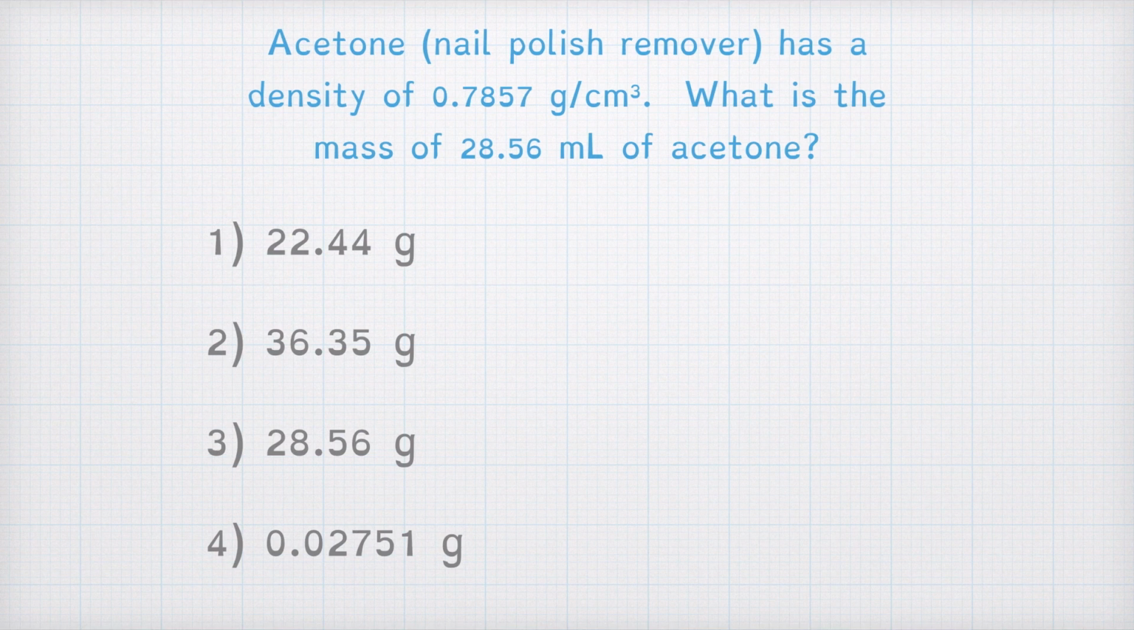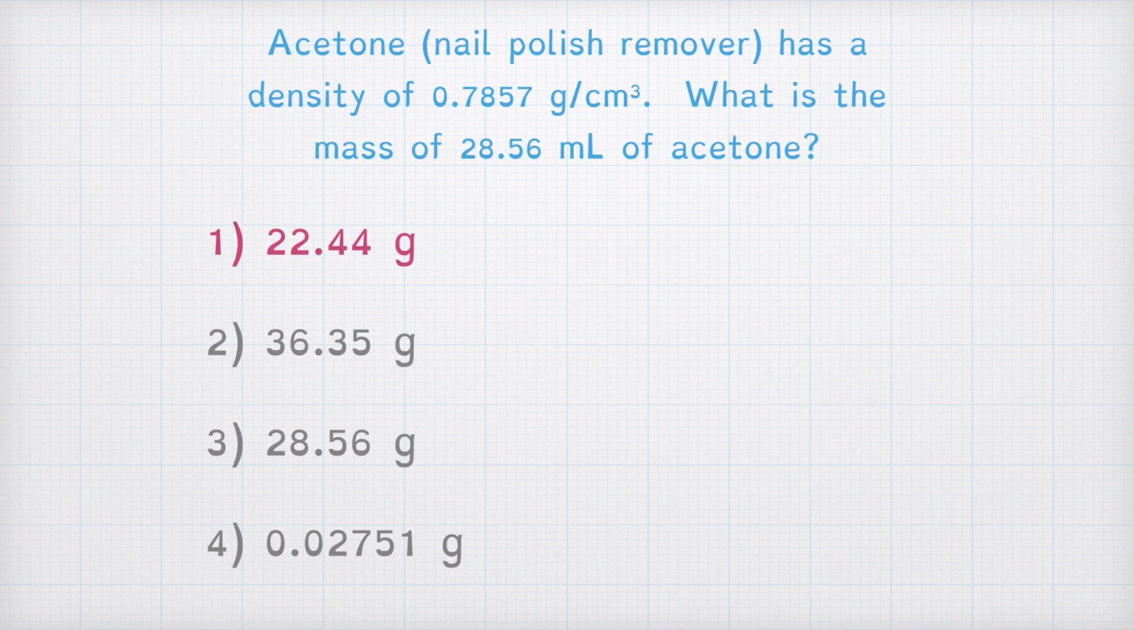In this problem, you have a couple of ways that you can go about solving it. You can either use the density equation to solve for your missing piece, or you can use the density as a conversion factor. Whichever way you do it, you should get the same answer. So go ahead and work through this problem and then unpause when you're ready to see the answer.